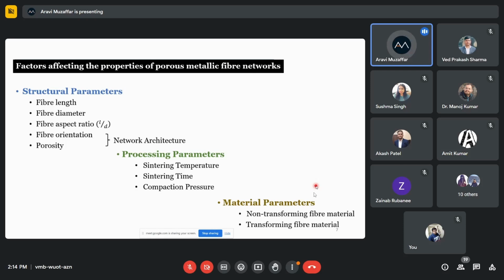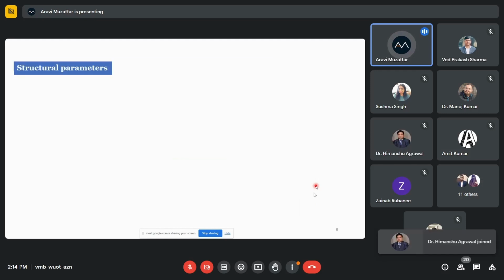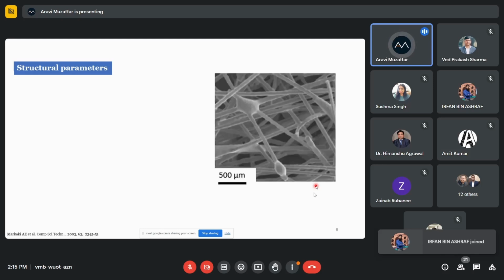But what happens in transforming fiber materials is there is actually a phase change during loading, and to understand the analysis and what is happening in transforming fiber materials is quite interesting. So to give you a glimpse of the structural parameters, because I'll be discussing this and how we relate it with especially the FEA analysis, the Ansys analysis that I have done.